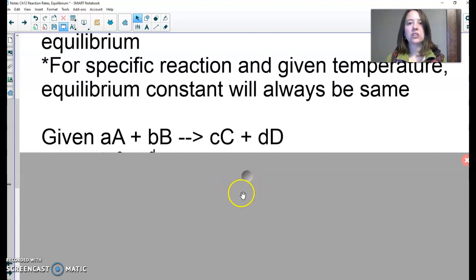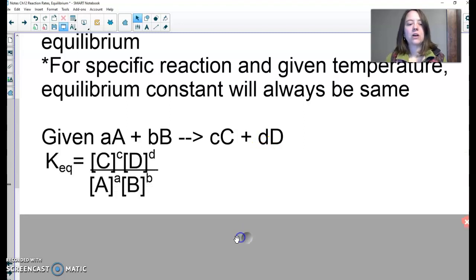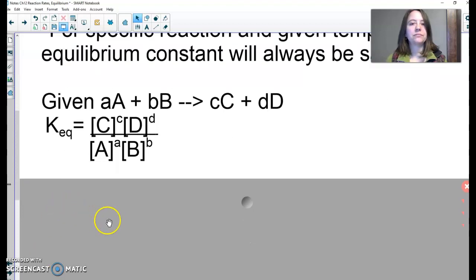Let's look at this generic chemical reaction. We have coefficient a of reactant A plus coefficient b of reactant B reacts to form coefficient c of product C and coefficient d of product D. So this would be like a 1 or a 2 or whatever your coefficient is, how many moles are in the balanced chemical equation.